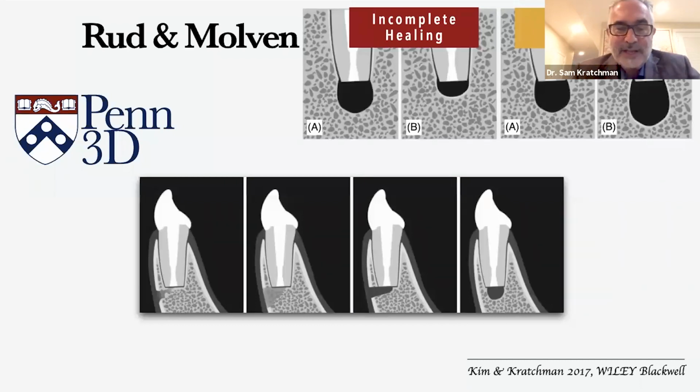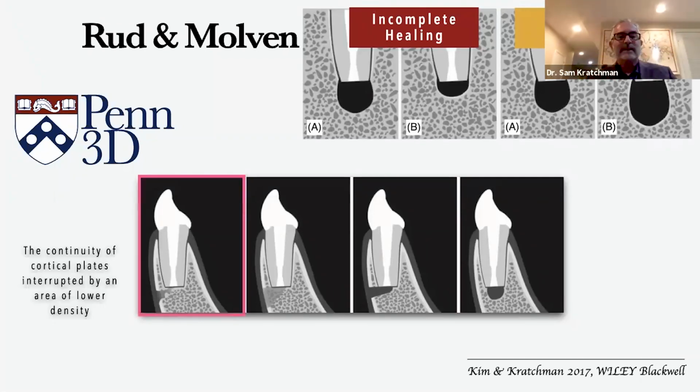Dr. Kim and I just published this in a textbook back in 2017 about healing in three dimensions, because obviously before cone beams, all you could talk about is healing on a periapical film, which is two-dimensional. So there were a lot of classic studies in root canals back from the 70s from Rud and Molven talking about incomplete or uncertain healing. But I want to show just this.